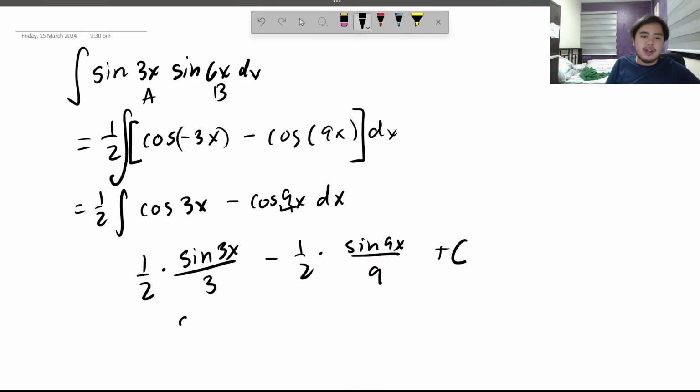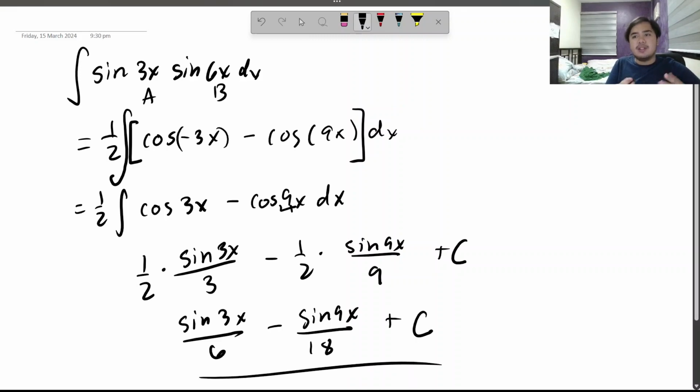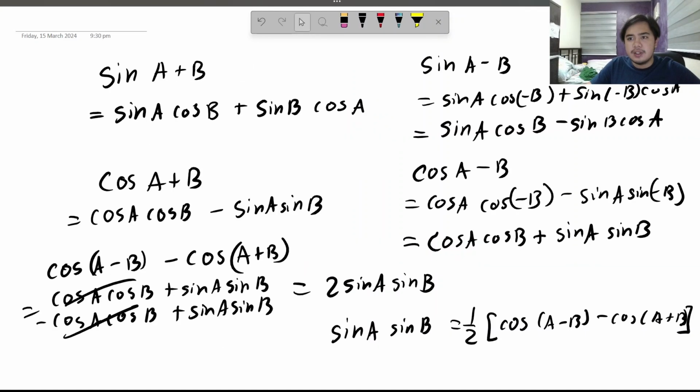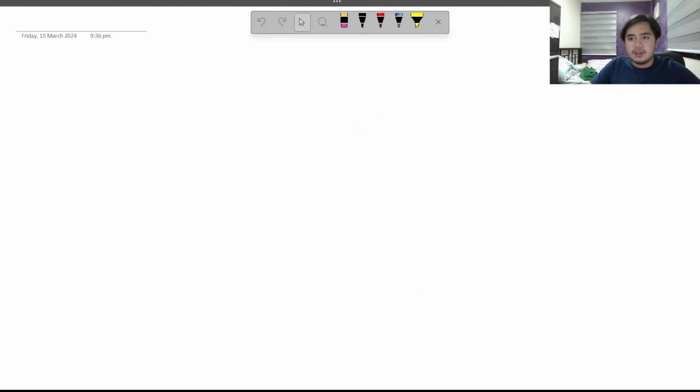Simplifying this further, we get sine 3x over 6 minus sine 9x over 18 plus c. That is the answer. Good job. Just put that there. There we go.